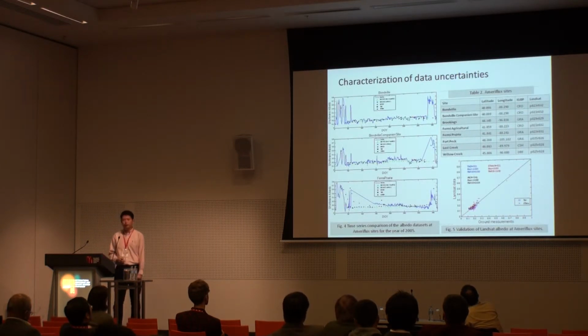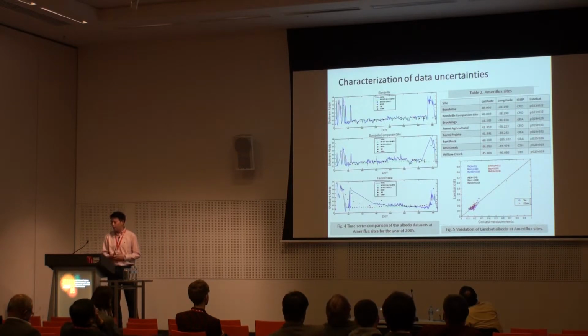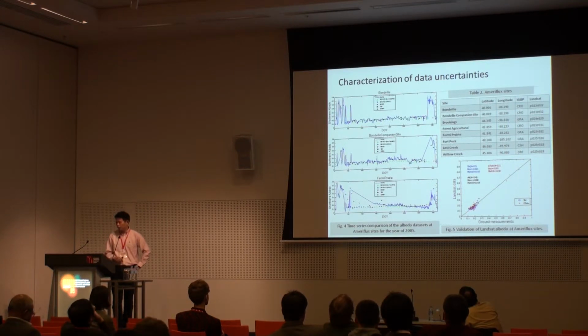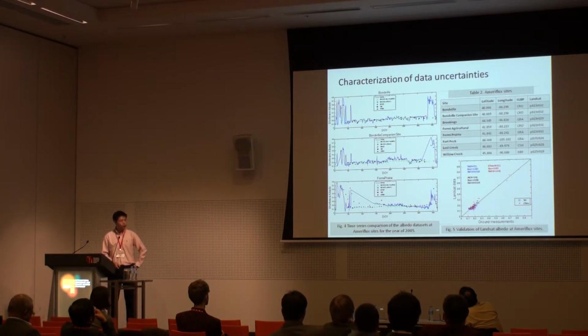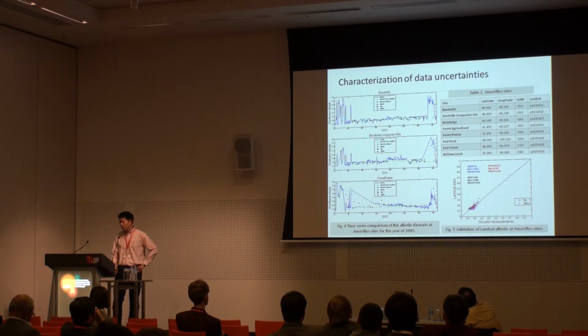And here are some examples of the intercomparison of the different satellite products at some AmeriFlux sites. We can see generally the different products agree well. But in terms of the spatial homogeneity of these sites, we can see that although MODIS products are very smooth and continuous, we can still see scale differences. But Landsat matches the ground measurements quite well.